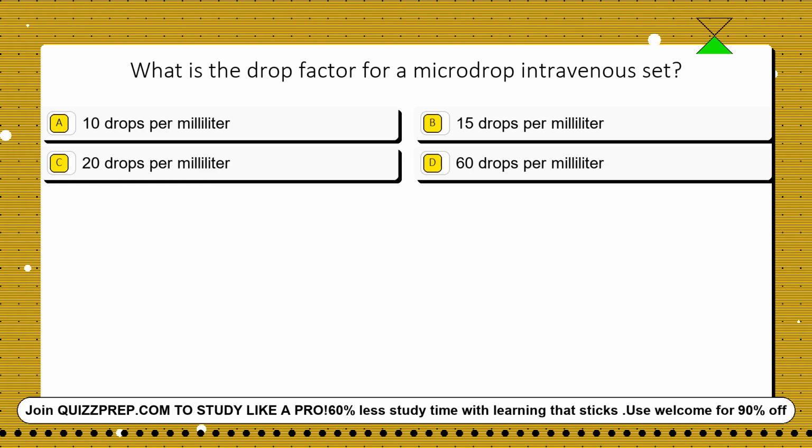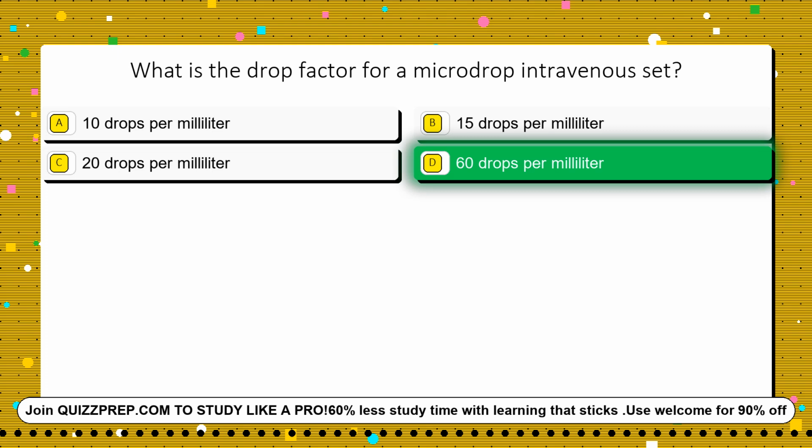Question 94. What is the drop factor for a microdrop intravenous set? Option A. 10 drops per milliliter. Option B. 15 drops per milliliter. Option C. 20 drops per milliliter. Option D. 60 drops per milliliter.